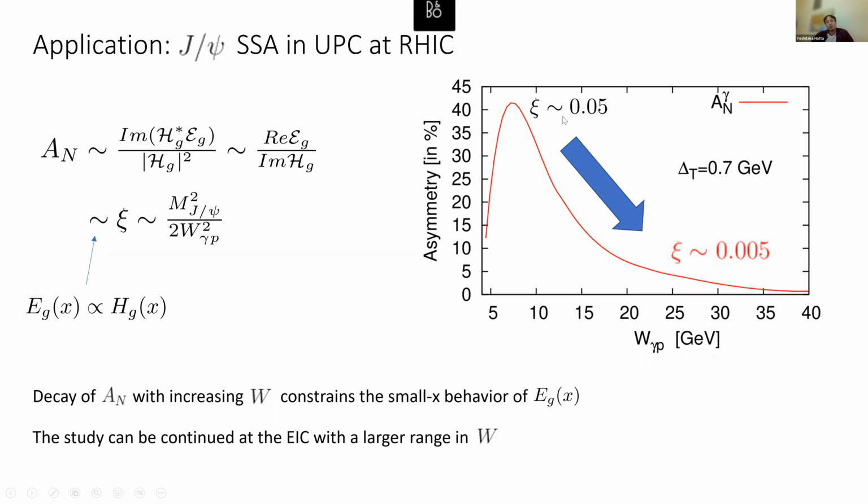So in this peak region, the skewness is large, but in the high energy region, the large center of mass region, the skewness is small. So you can see that by measuring this decrease of the A sub n as you decrease the skewness, you can get information about the small x behavior of this GPD. So the coming data from RHIC, or maybe in the future data from EIC, may be able to constrain the small x region behavior of this GPD.